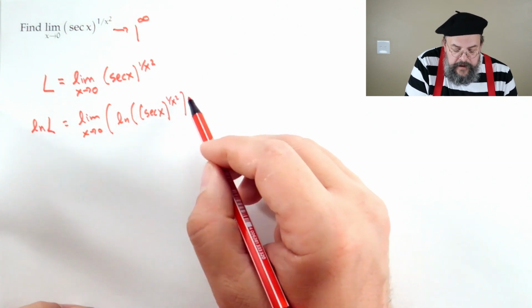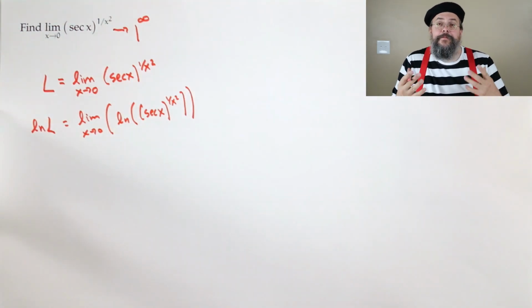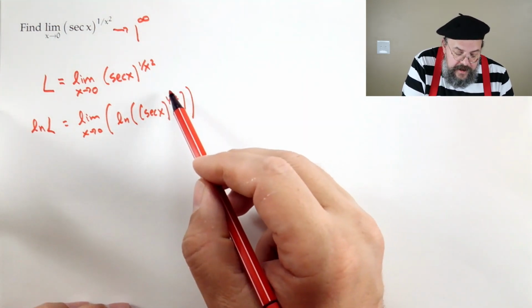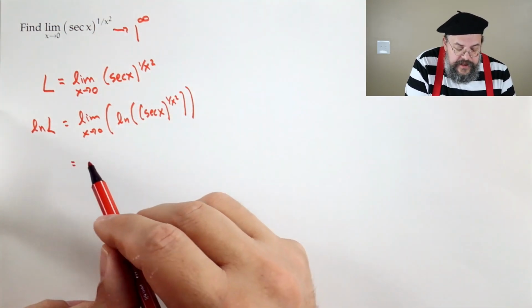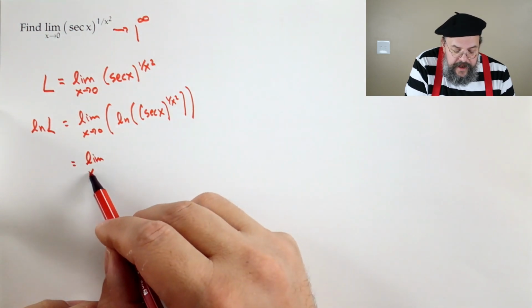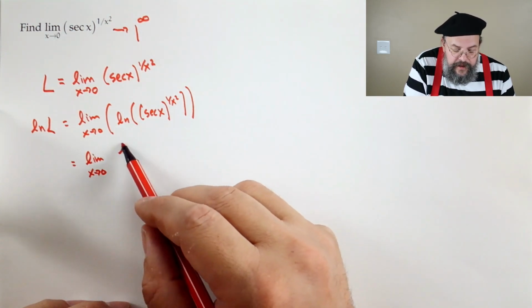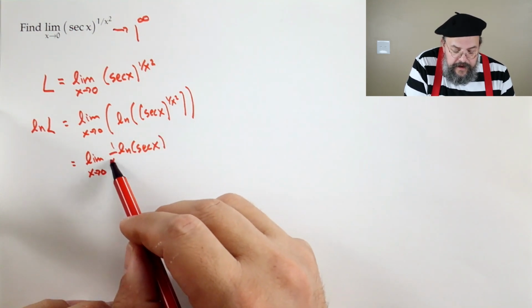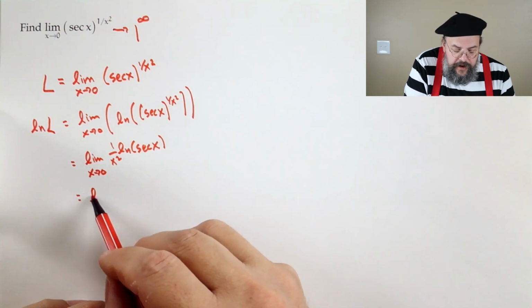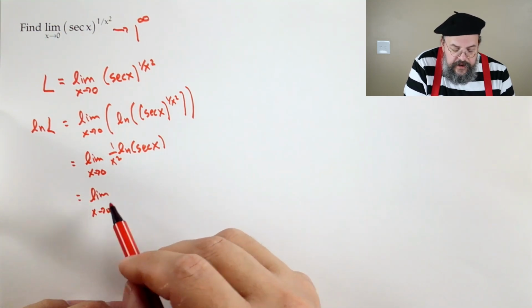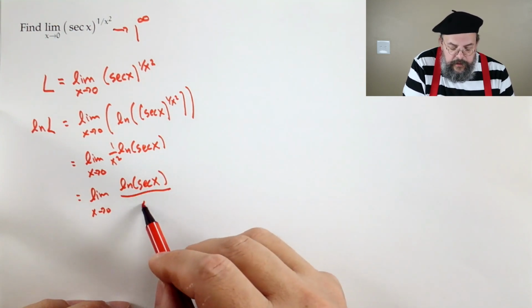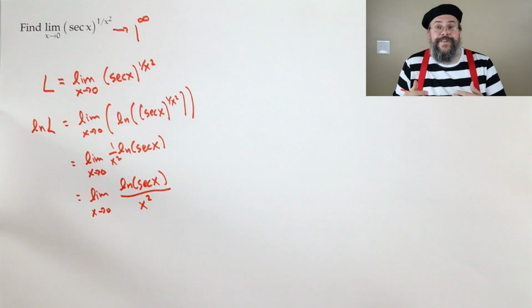Okay, good. Now, because we have log, the 1 over x squared comes down. So this 1 over x squared, down it comes. So this is our limit as x goes to 0 of log of secant of x times 1 over x squared. But really, we're going to write that as the limit as x goes to 0 of log of secant of x over x squared, because our goal is to get a fraction. And now we have one.